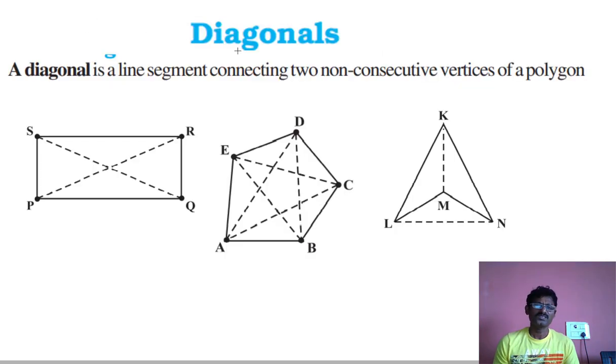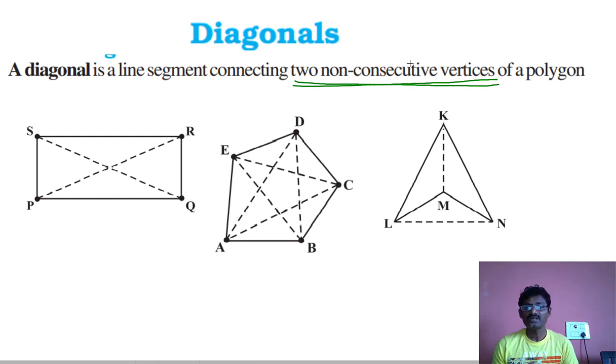Now you see diagonals. What are the diagonals in a polygon? A diagonal is a line segment connecting two non-consecutive vertices. Consecutive means side by side. So non-consecutive vertices means the vertices should not be side by side. Then the line segment joining those 2 non-consecutive vertices of the polygon, that is said to be diagonal.